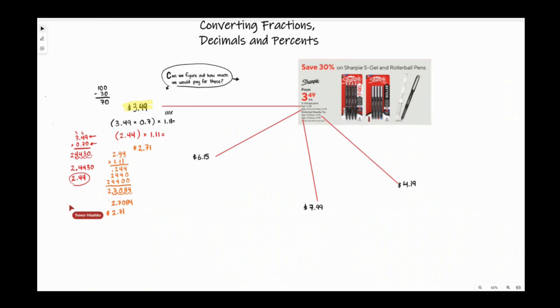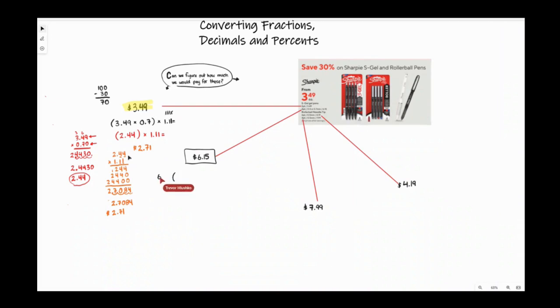Okay. Now I'm going to look at this one next here, but this time I'm going to do it a little bit differently. I'm going to find how much I save first, then I'm going to subtract that from my original price. And then I'm going to find out how much tax, and I'm going to add that to my sale price as well. Okay. So if I were to write my equation out, this is how it would look.